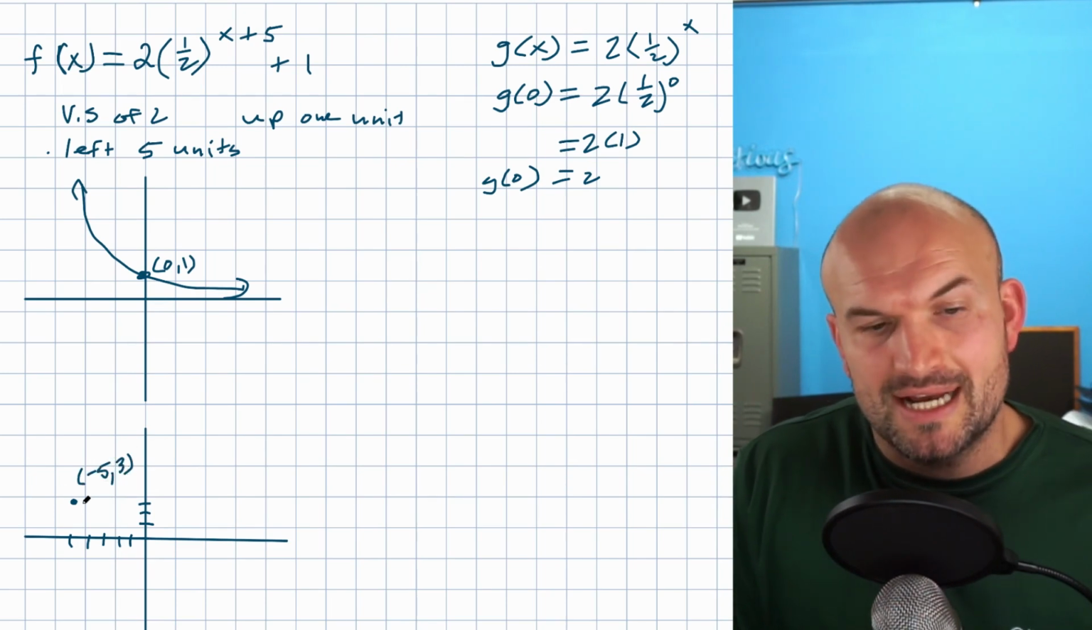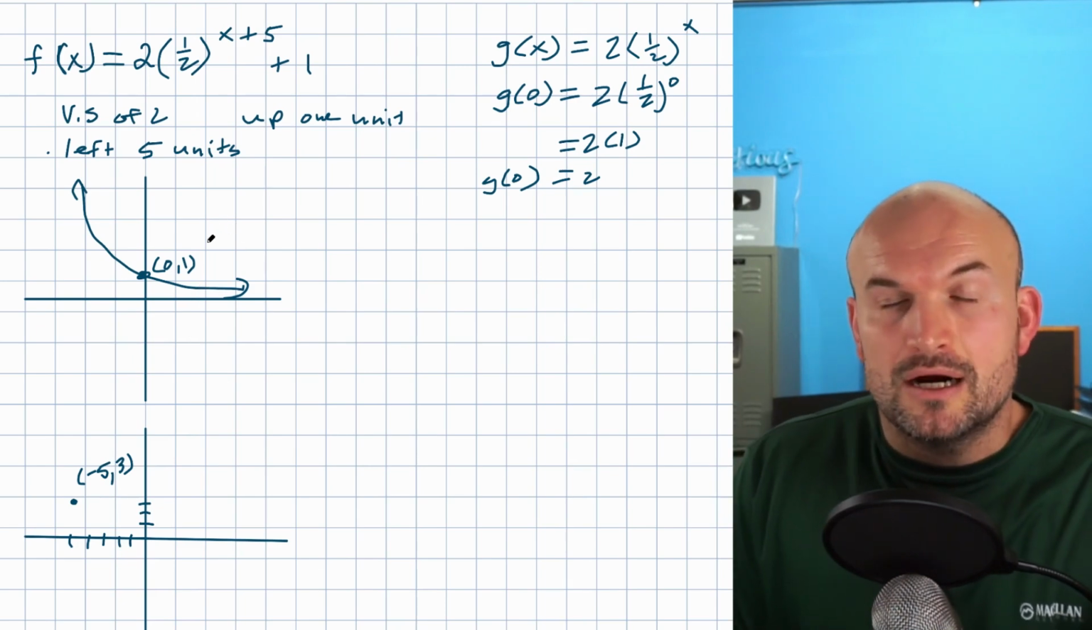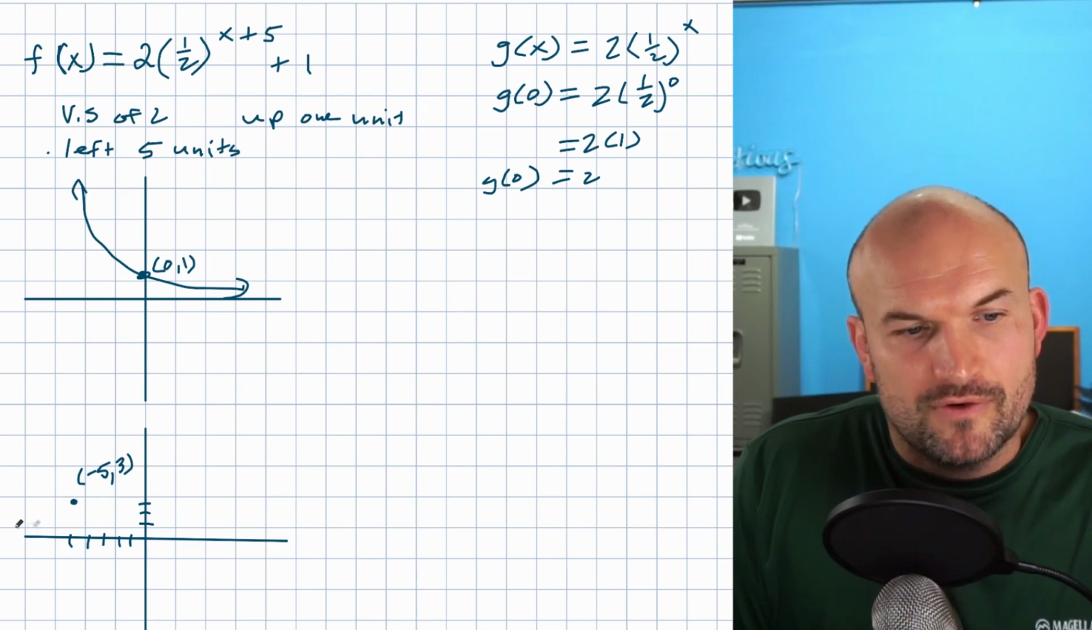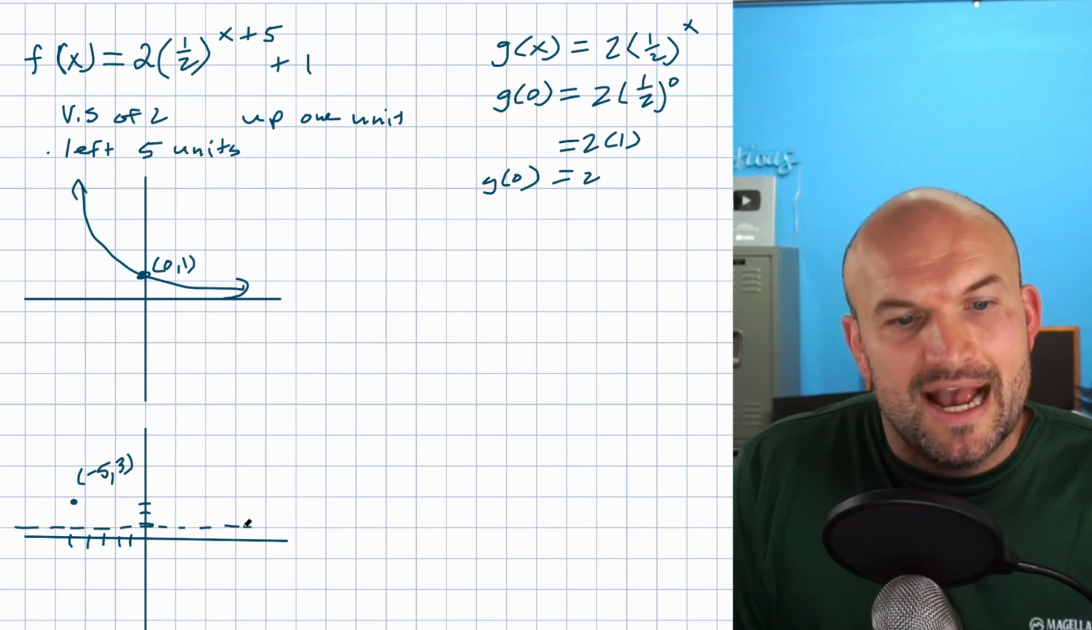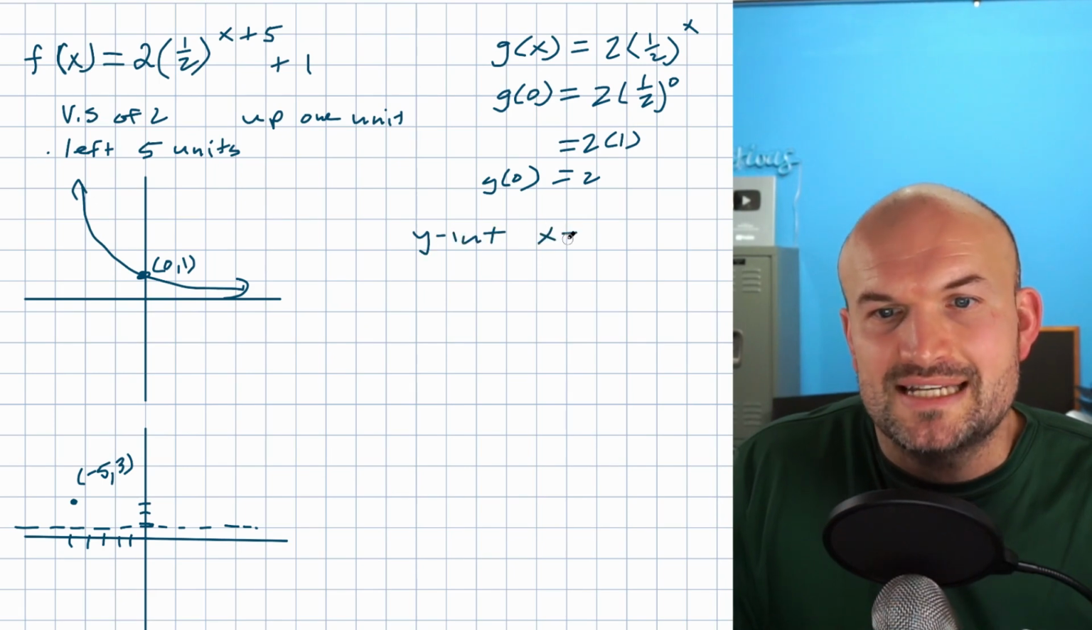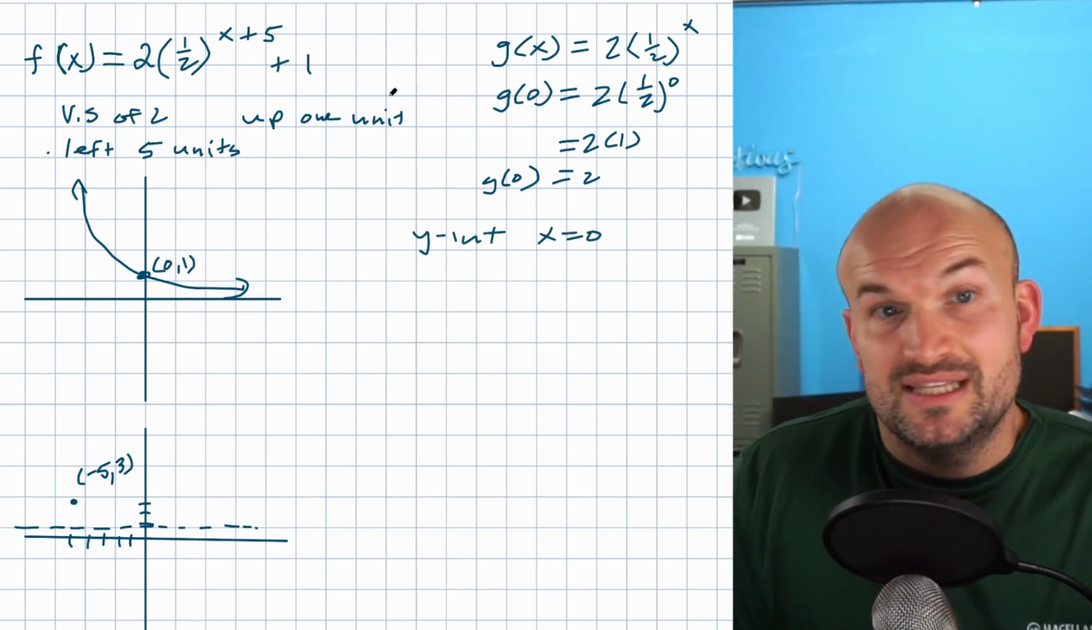So it's important to recognize that. We also have our horizontal asymptote, which is just being shifted up 1. So therefore that's going to look like that. And then we can also find the y-intercept. Now again, to find the y-intercept, we know that x has to equal 0. So we're going to go ahead and do this in the exact same case here.